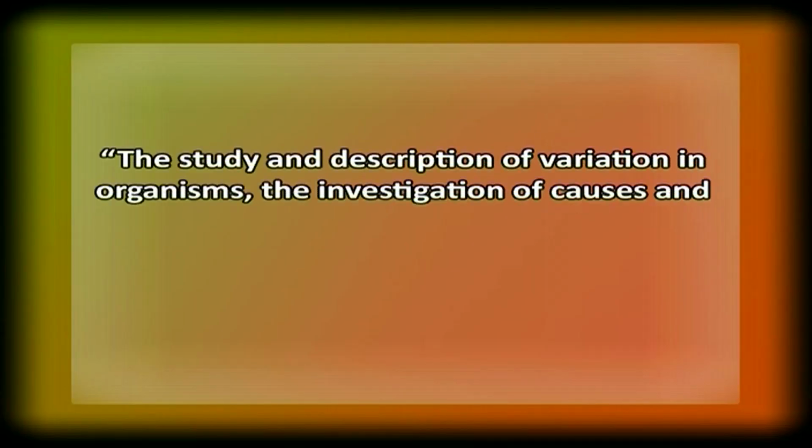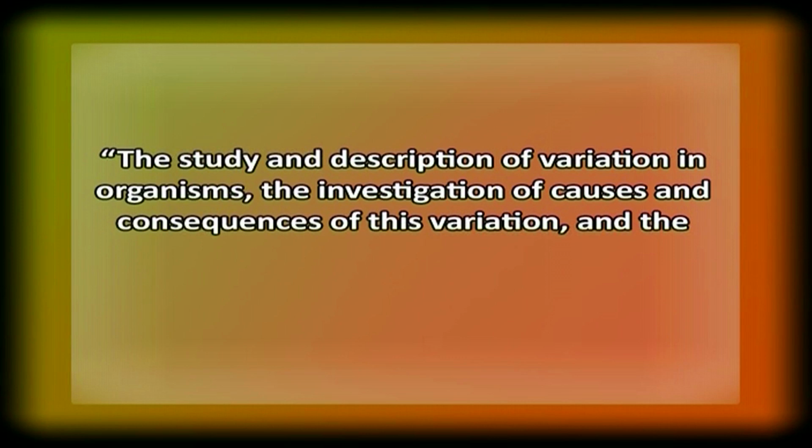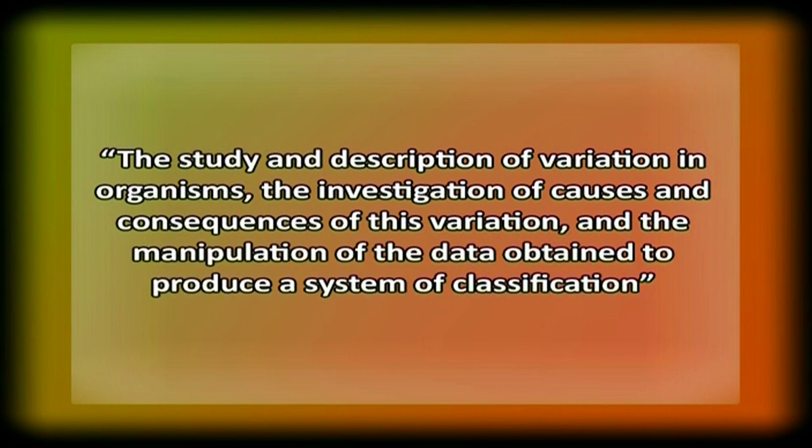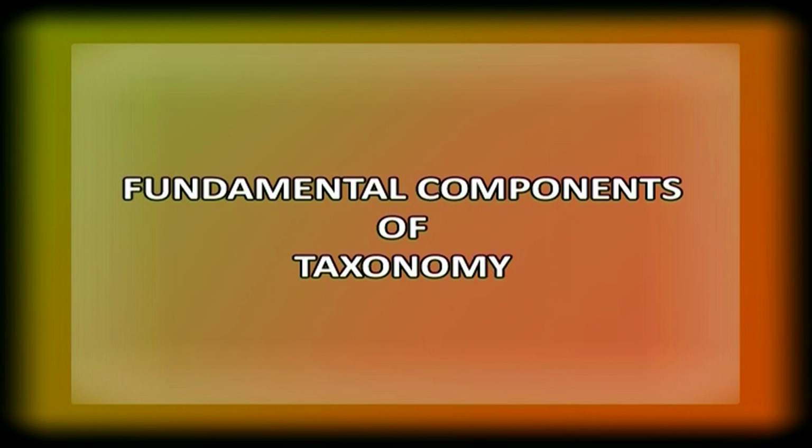Thus, a broader definition of taxonomy to coincide with systematics recognizes it as the study and description of variation in organisms, the investigation of causes and consequences of this variation, and the manipulation of the data obtained to produce a system of classification. Now, dear students, we will discuss the fundamental components of taxonomy in detail.